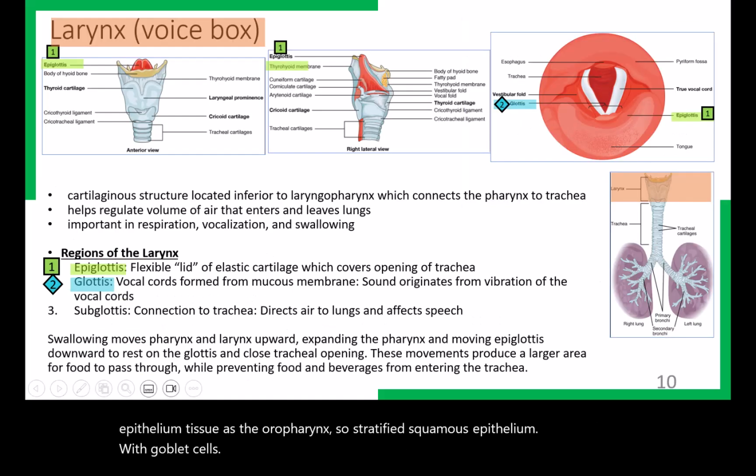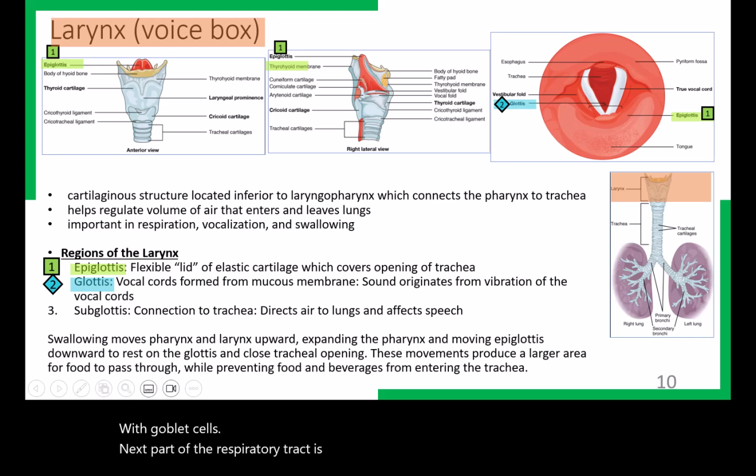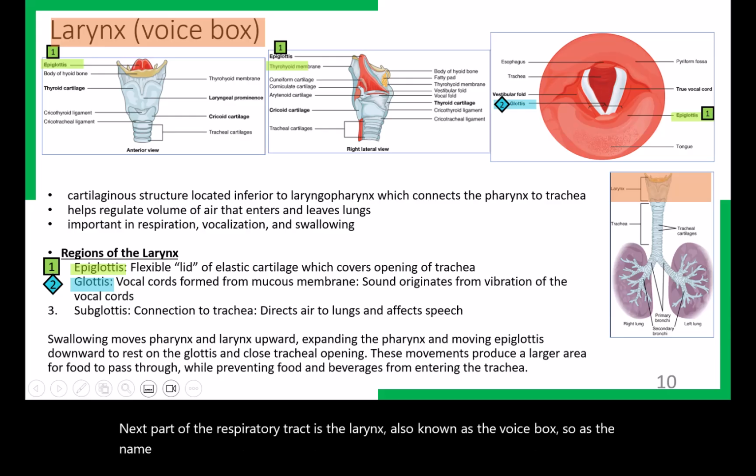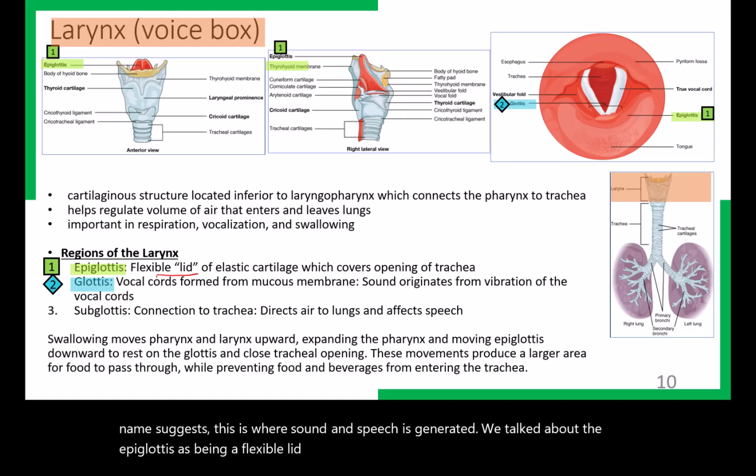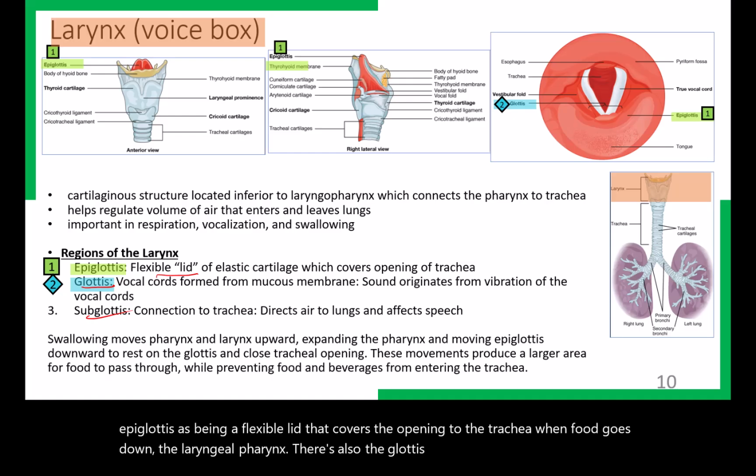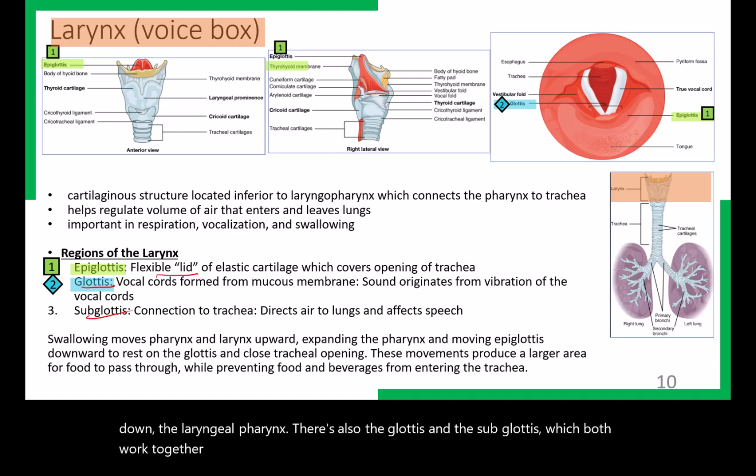Next part of the respiratory tract is the larynx, also known as the voice box. As the name suggests, this is where sound and speech is generated. We talked about the epiglottis as being a flexible lid that covers the opening to the trachea when food goes down the laryngopharynx. There's also the glottis and the subglottis, which both work together to make sound and speech.